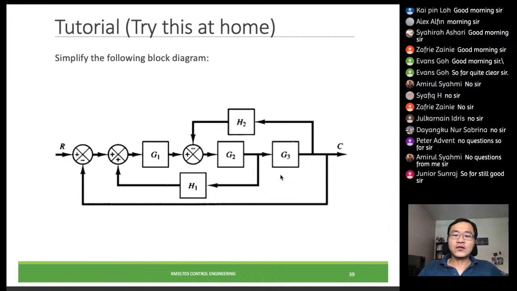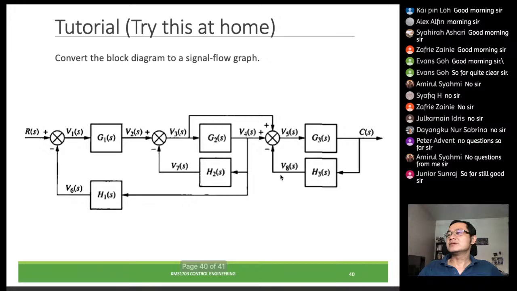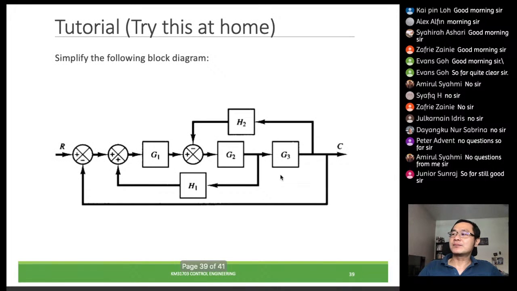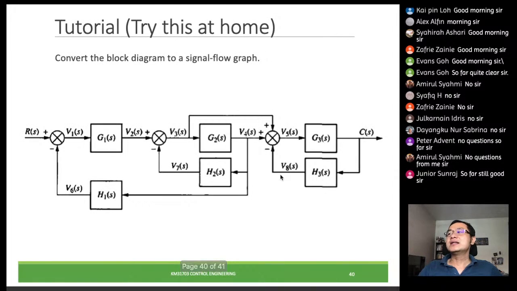So that's all for this session. You can try this block diagram, and also this one. This one is the block diagram, you try to simplify it, and this one is the signal flow, you just try to convert from this block diagram into a signal flow, right? So that is your exercise.